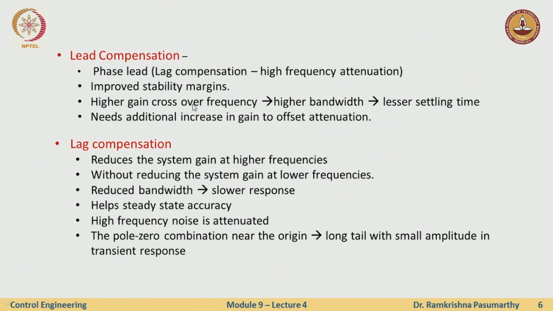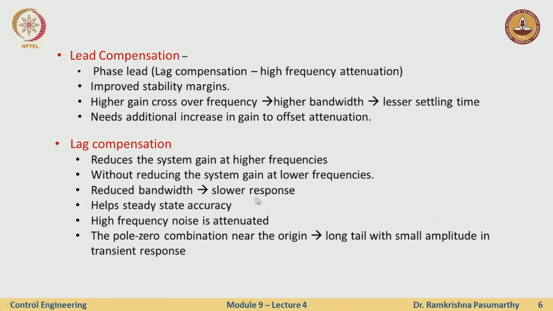The alpha was less than 1, therefore we had to put some kind of a gain there so as to offset this attenuation. Okay, so the lag compensator reduces the system gain at higher frequencies in such a way that it does not affect the system gain at lower frequencies. So, only the higher frequencies are attenuated.